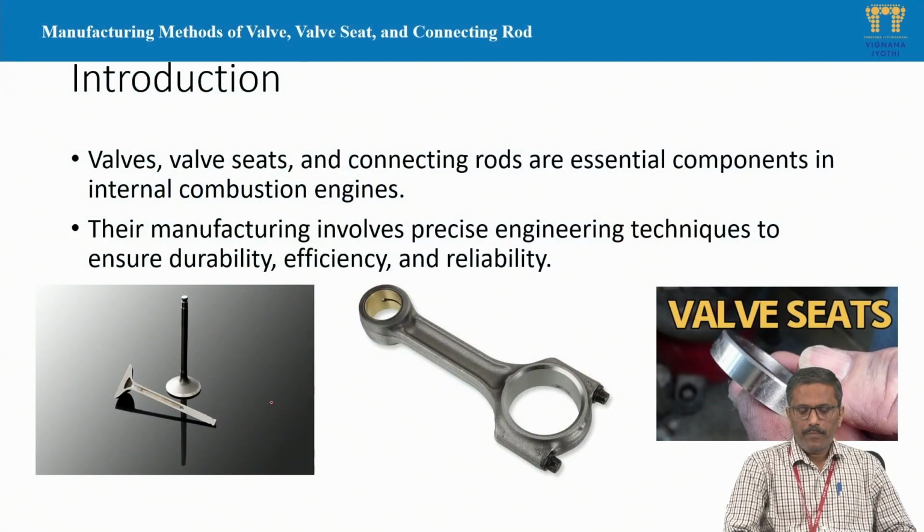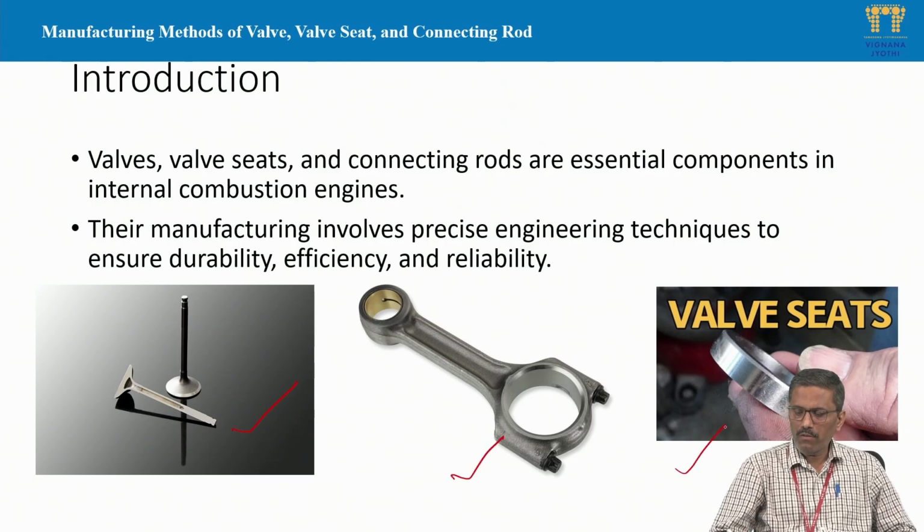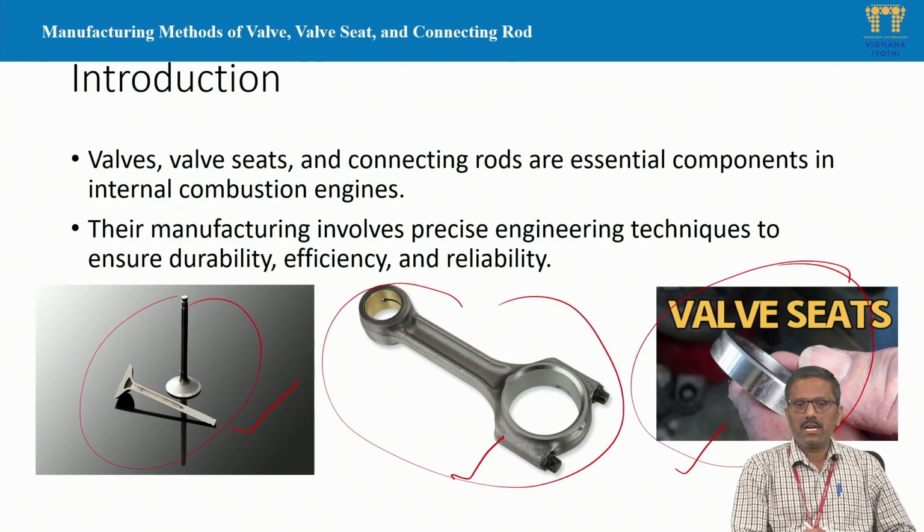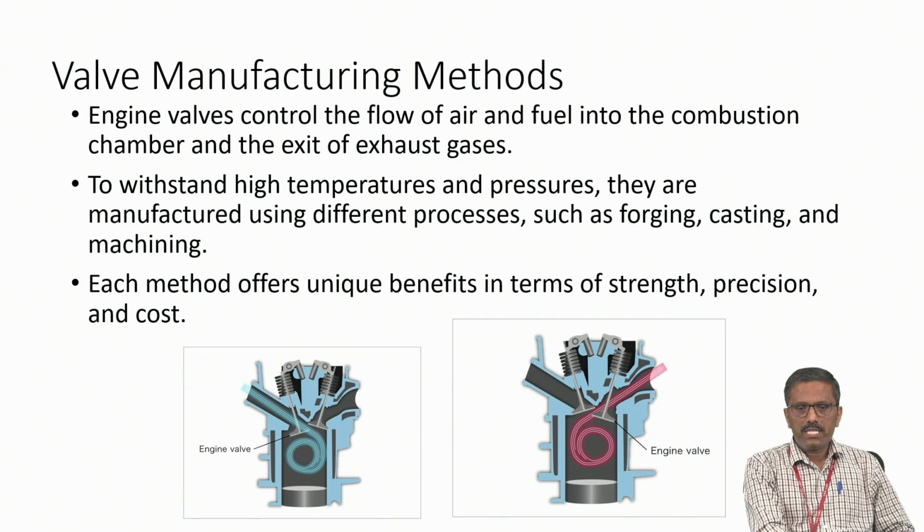So you can see here, this is the valves, this is the connecting rod, and this is the valve seat. Today we are going to discuss how we manufacture these components using conventional manufacturing methods. Valve seats and connecting rods are essential components in internal combustion engines, that is IC engines, and their manufacturing involves very precise engineering techniques to ensure durability, efficiency, and reliability. So let us start with valve manufacturing methods.